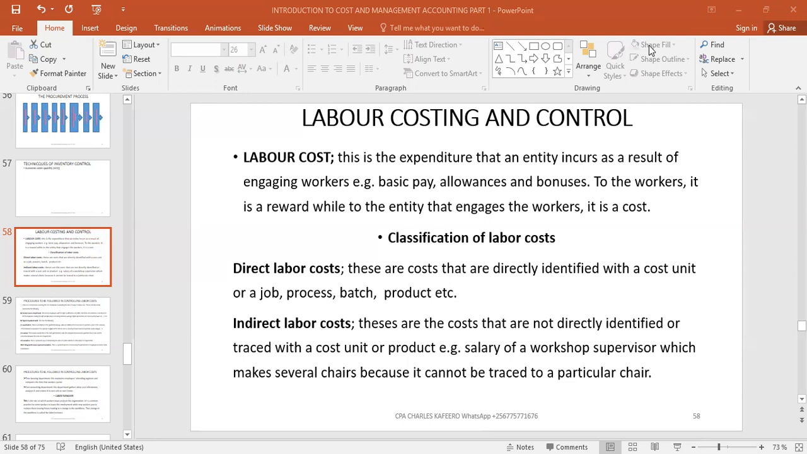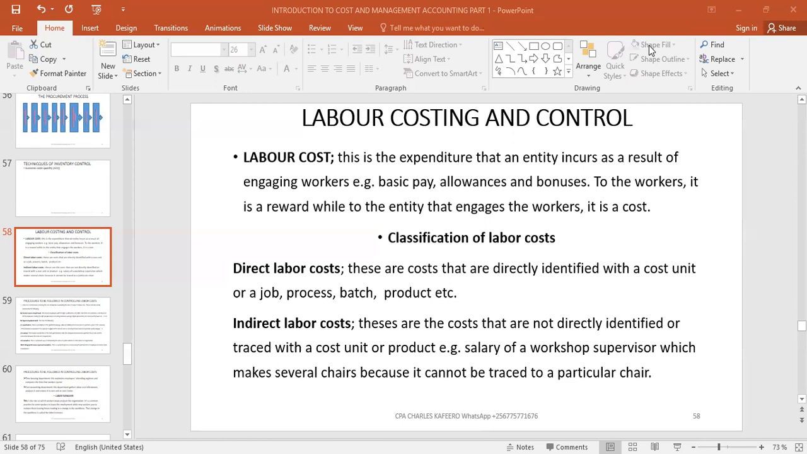So we classify those costs into the direct labor costs and the indirect labor costs. For the direct labor cost, these are the costs that are directly identified with a cost unit or a job or a process or a product. We said a cost unit is the final product or the last item of a process. That's what we called the cost unit. So those costs which you can directly trace to the product itself are called the direct labor costs.